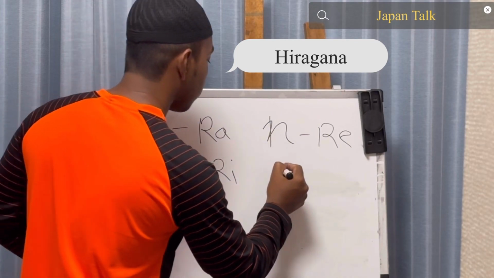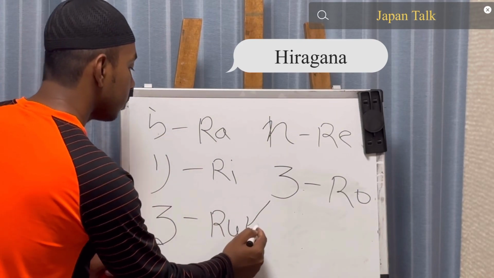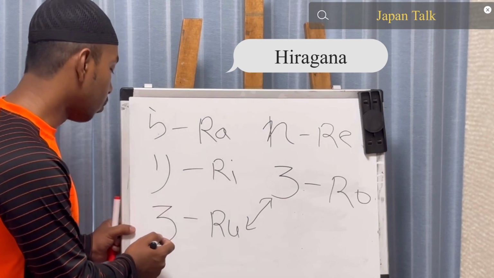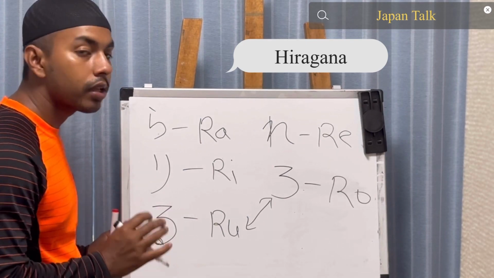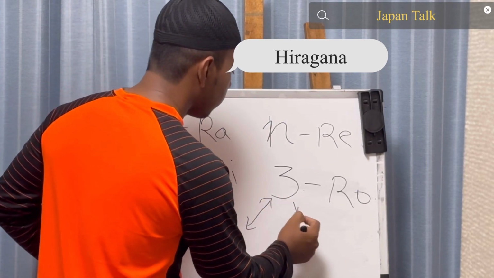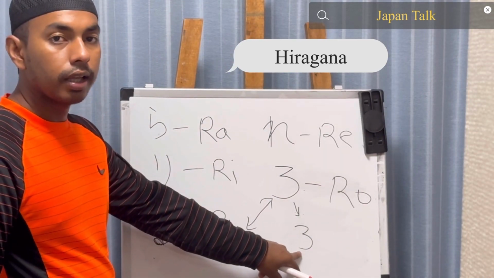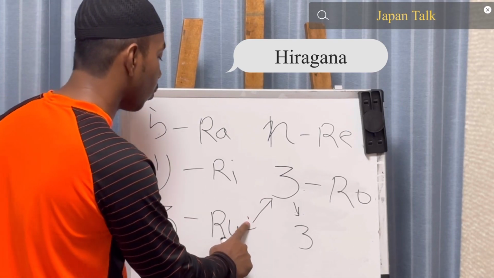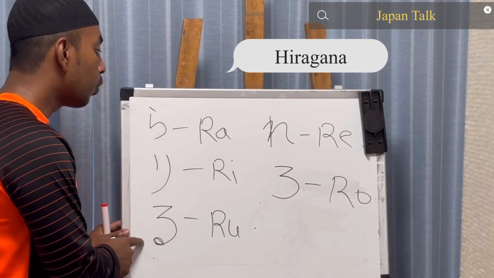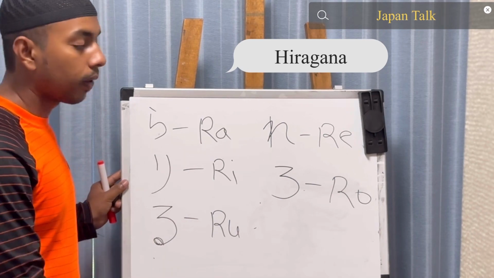And the last one is ro. So ru and ro look the same, but in ru there is a circle, and in ro there is no circle. It looks totally like 3 in English. So this is called ro. Ra, ri, ru, re, ro.